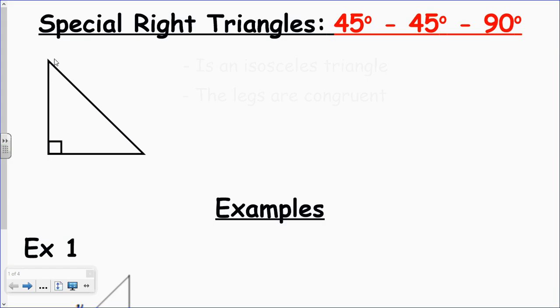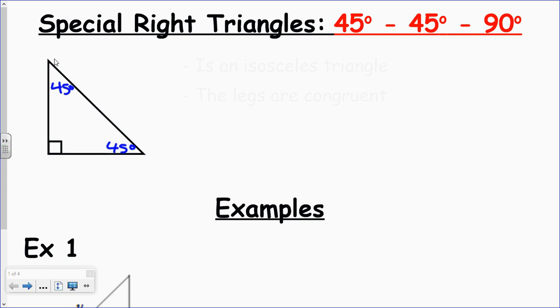Right, so we're going to talk about special right triangles. And the first one we're going to talk about is a 45, 45, 90 triangle. So what that means is you have a 90 degree angle, you have a right triangle, and then the other two angles are 45 degrees. And so you're copying all of this down into your spiral notebook, okay?